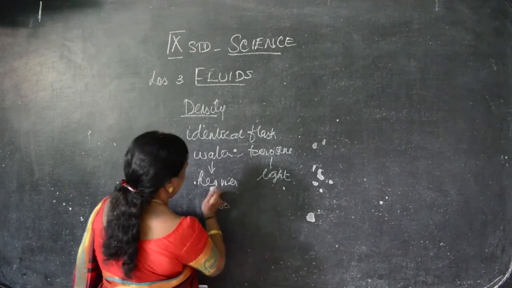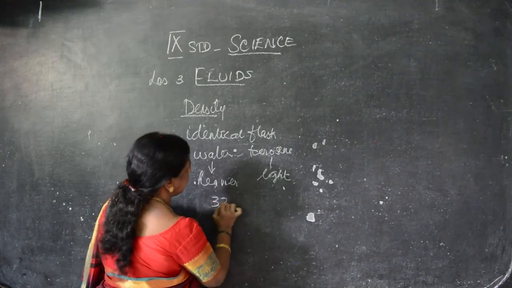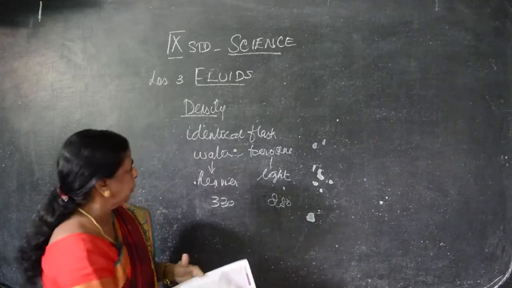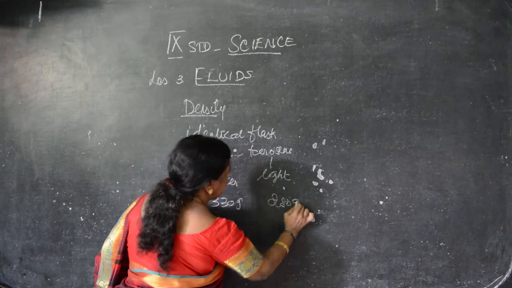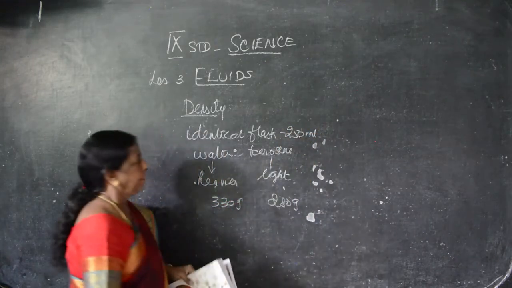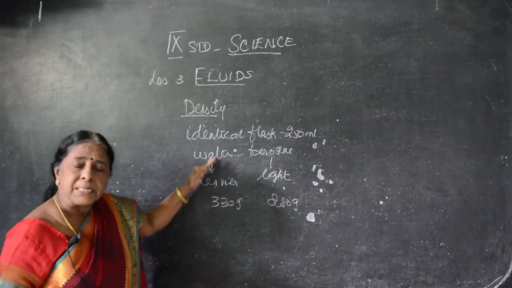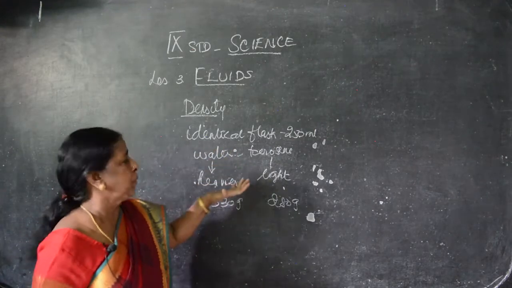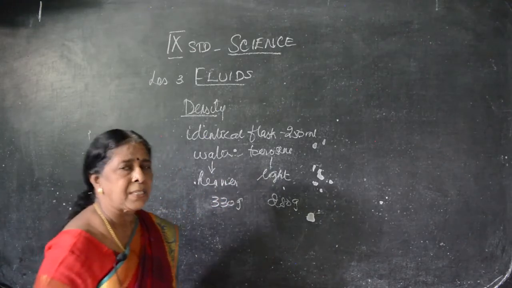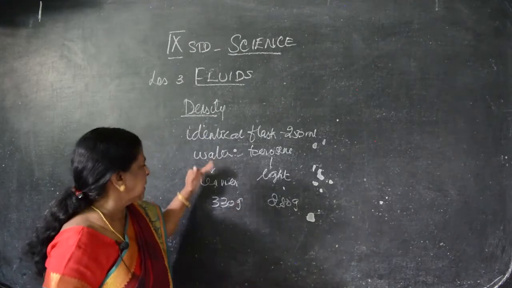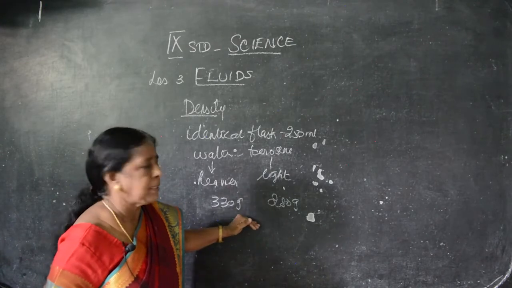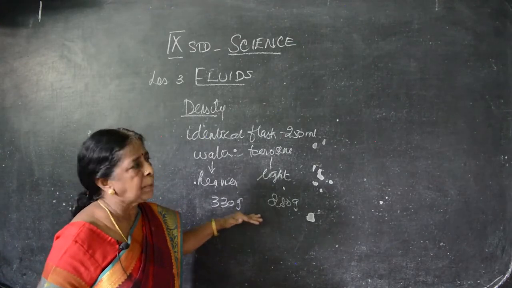Water is 330, kerosene is 280. From this we know this is 330 grams and this is 280 grams. We are taking identical flasks of 250 milliliters. Why do we take equal levels of water and kerosene and then weigh them? Water is heavier than kerosene because water has a higher density than kerosene. In higher classes we can also do this by a practical.